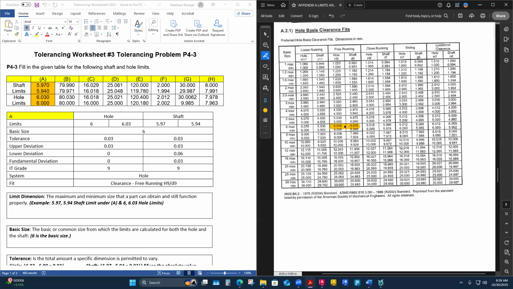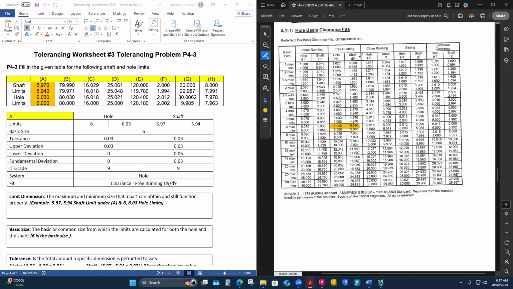So here it is. It pushes me into this column, free running. So we've been able to say they put clearance here. These are clearance fits, not interference. Or if you just write free running, that's fine. It's free running, and then I want this code. This is the most useful stuff for me in doing these assignments.